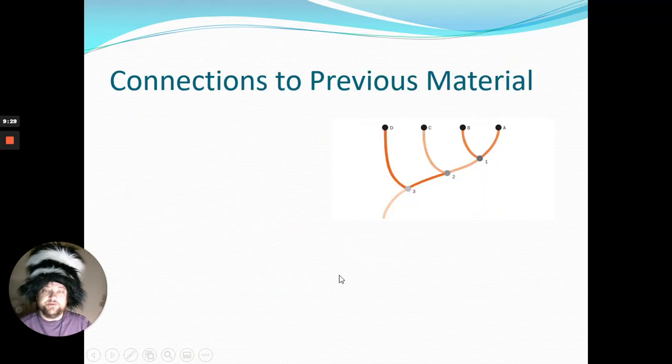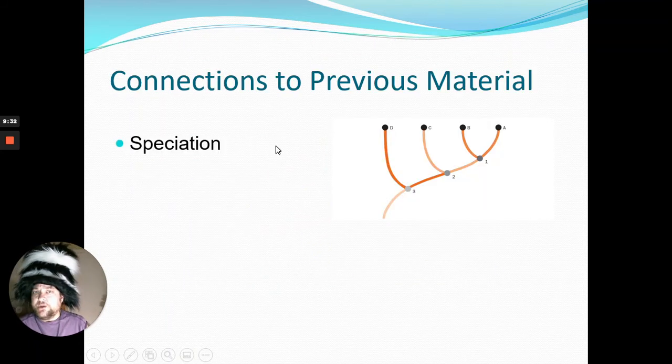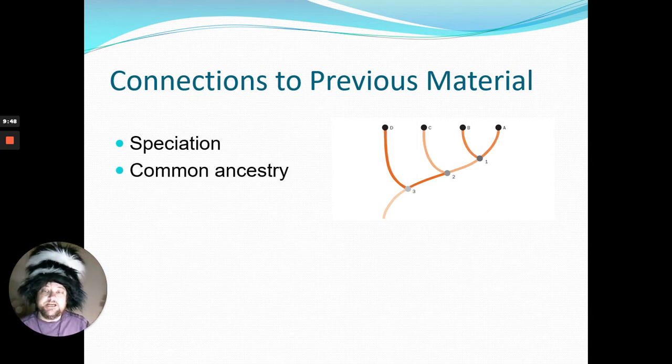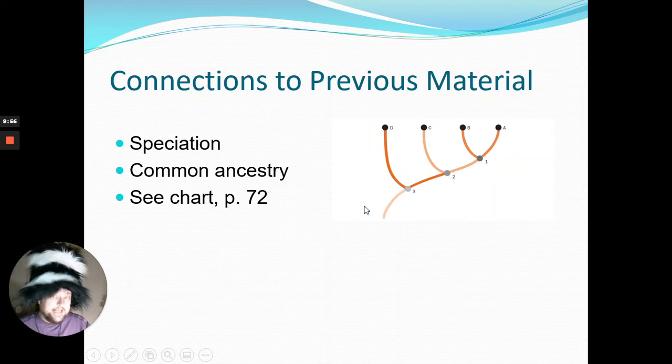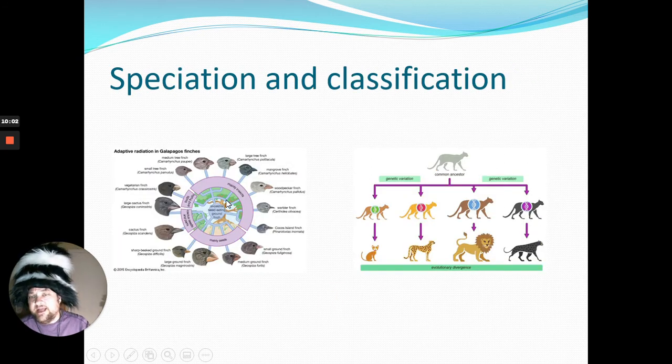A lot of you probably already know this from biology. So again, connections to previous material, we have speciation. So in any kind of tree that you see, there's an incidence of speciation at every branching off. So one species leading to the existence of two or more other species, and common ancestry. So this species here at the juncture is a parent species to the other ones. And this is a chart from page 72, so you can look at this in your textbook. So again, we're just going to go over this real quick, and we were talking about the finches in the last slides, right?